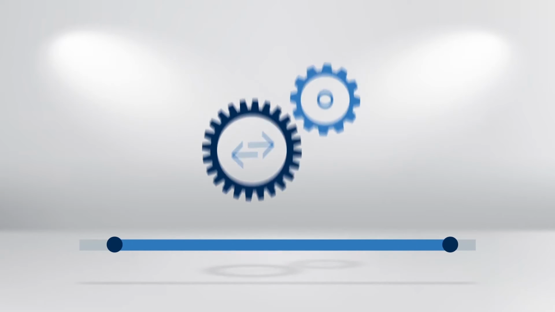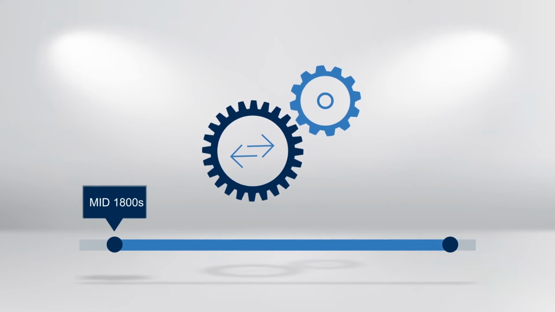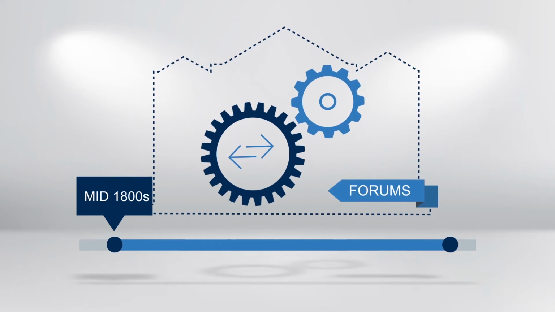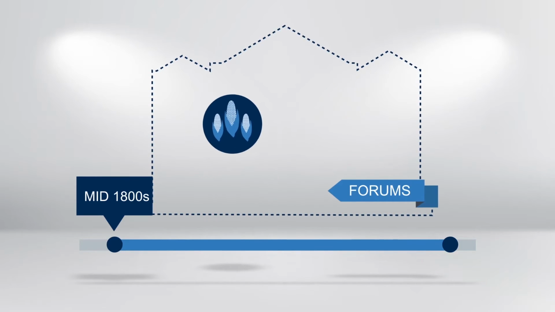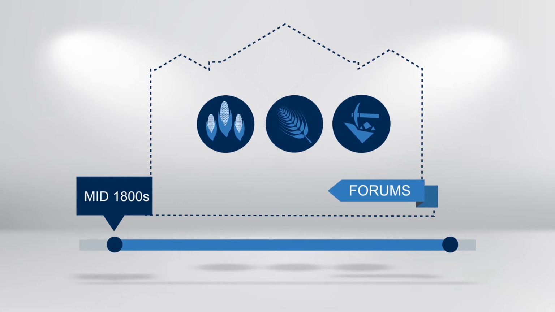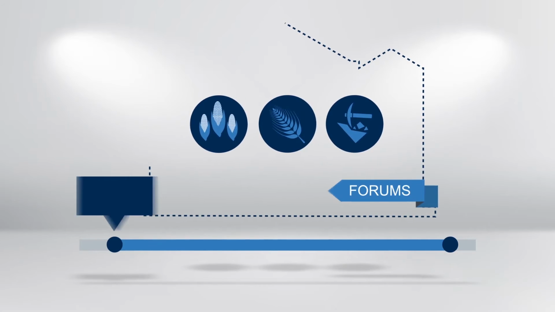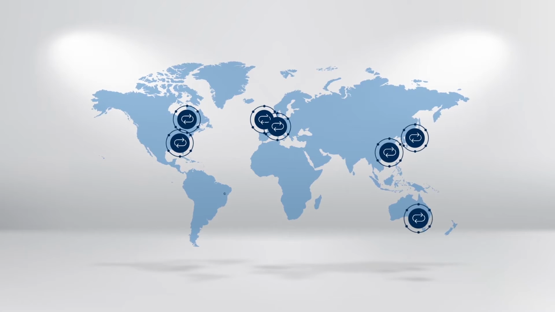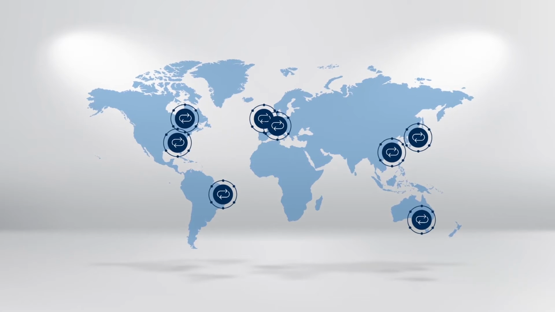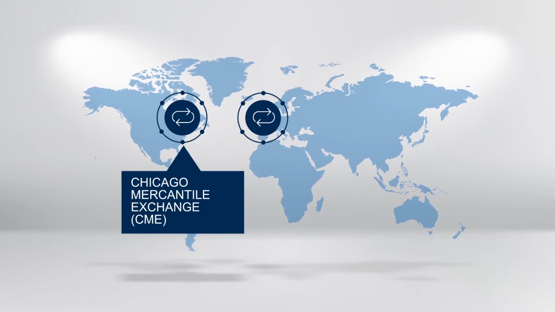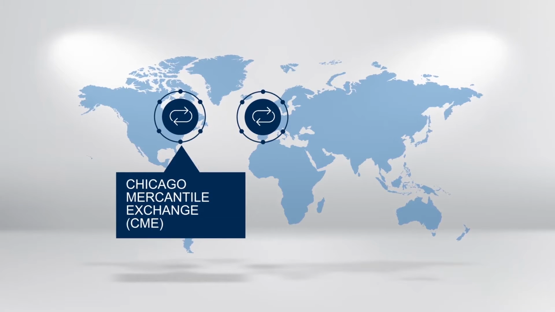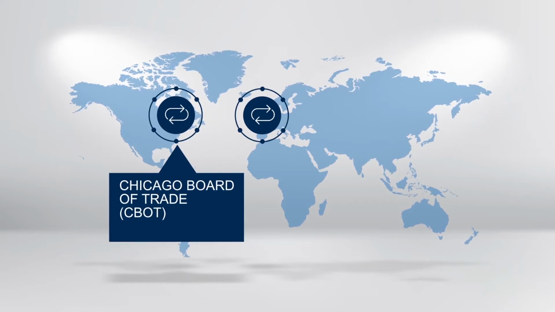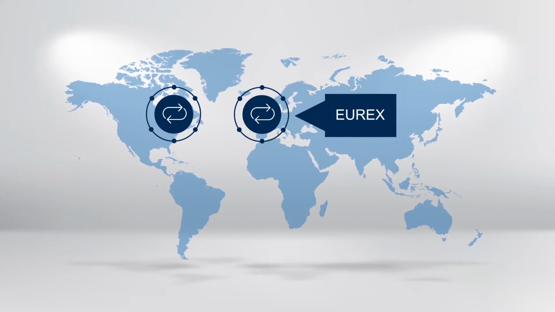The organised trading of these instruments started in the mid-1800s, when businessmen set up forums to buy and sell agricultural products such as corn, wheat, and other commodities. Today, the trading of futures contracts takes place on exchanges around the world. Among the largest exchanges are the Chicago Mercantile Exchange, or CME, Chicago Board of Trade, or CBOT, and Eurex.